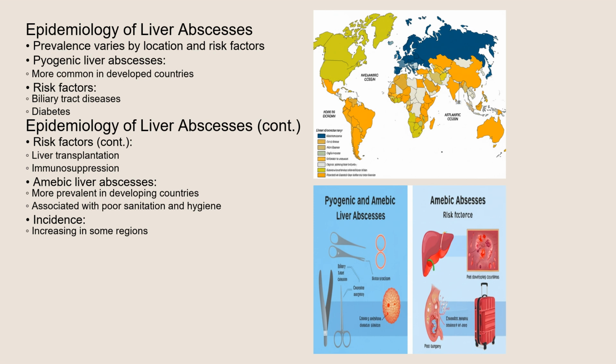Regarding epidemiology, liver abscesses vary in prevalence depending on geographic location and underlying risk factors. Pyogenic liver abscesses, those caused by bacteria, are more common in developed countries. Risk factors include biliary tract diseases, diabetes, liver transplantation, and immunosuppression. Amoebic liver abscesses caused by parasites are more prevalent in developing countries with poor sanitation and hygiene. The overall incidence of liver abscesses has been reported to be increasing in some regions, possibly due to factors such as increased antibiotic resistance and changes in medical practices.